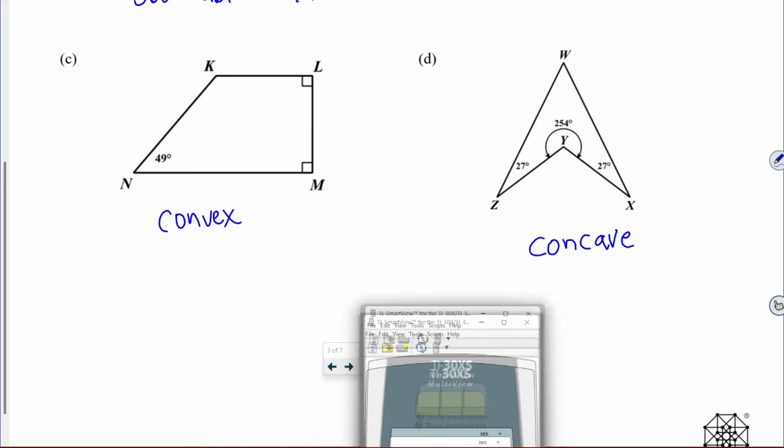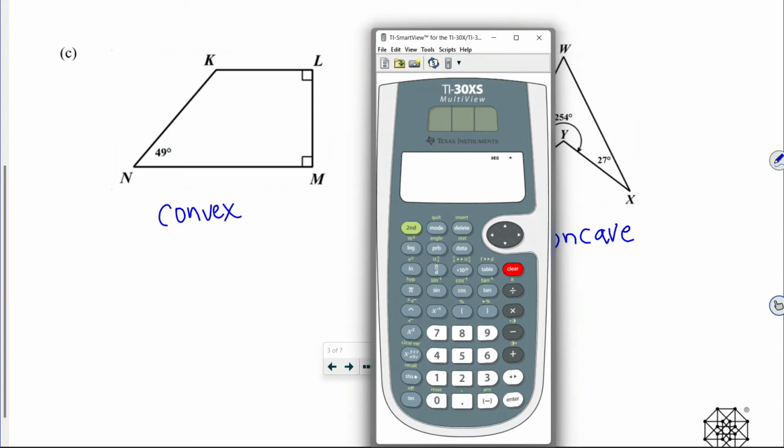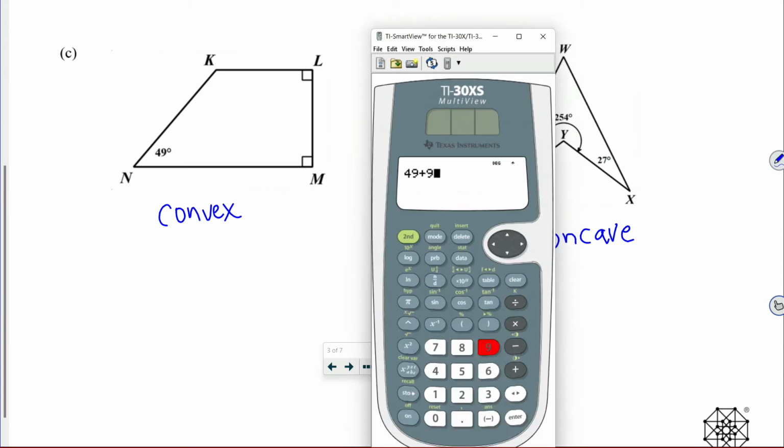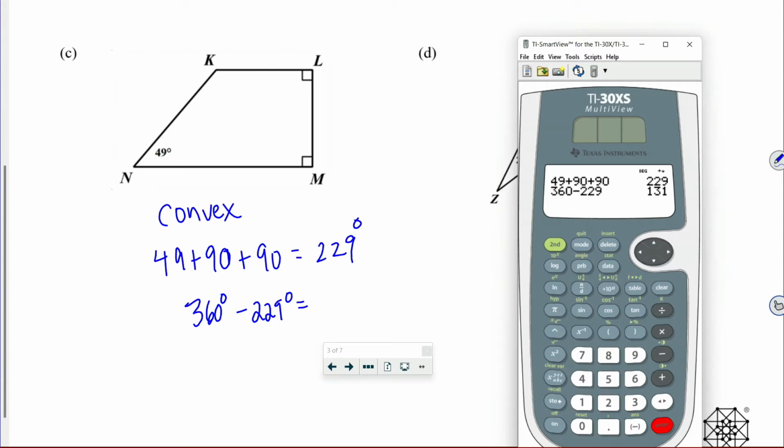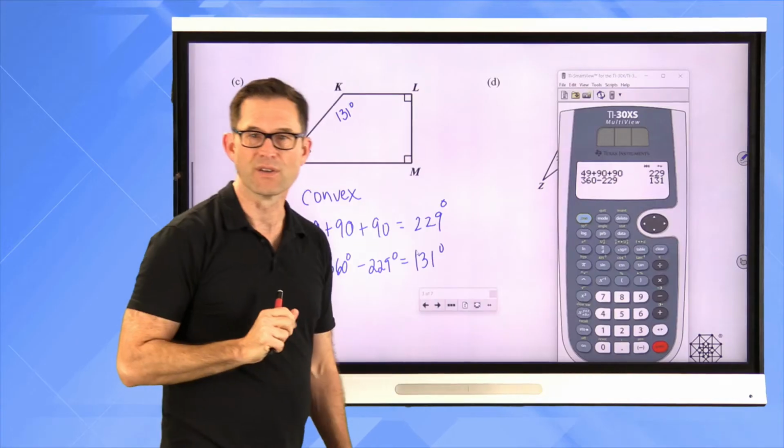Okay, for letter C, let me get my calculator up there. I've got my 49. I've got 2 90-degree angles. That's not unusual. That's going to give me a total of 229. So 49 plus 90 plus 90 is going to be 229. 360 degrees minus 229 degrees gives me that missing angle. 360 minus 229 gives me a missing angle of 131 degrees. All right, so we've got that one.